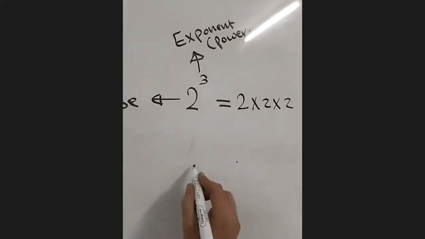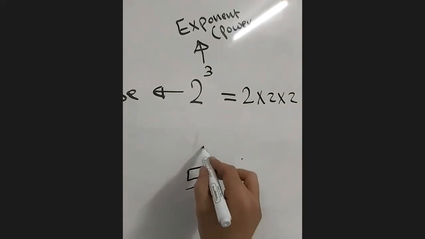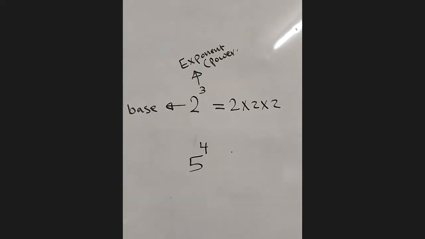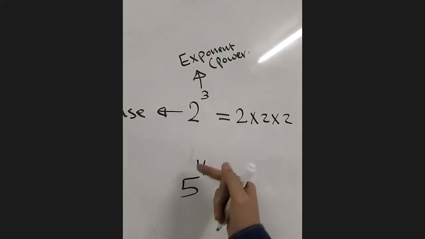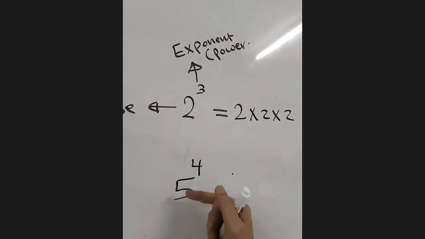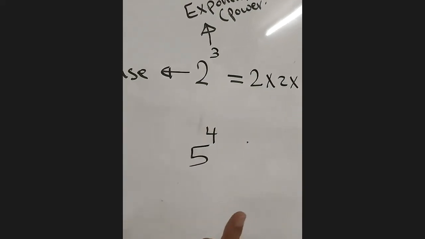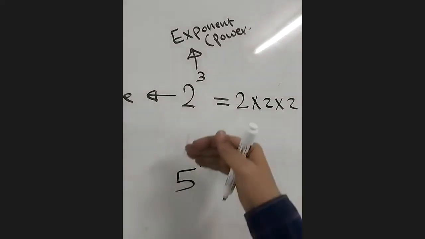Another example. If I say 5 to the power 4. Look how I read it. Listen, 5 to the power 4, 5 exponent 4, not 54, not 5 multiply 4. Be careful. It's 5 to the power 4.